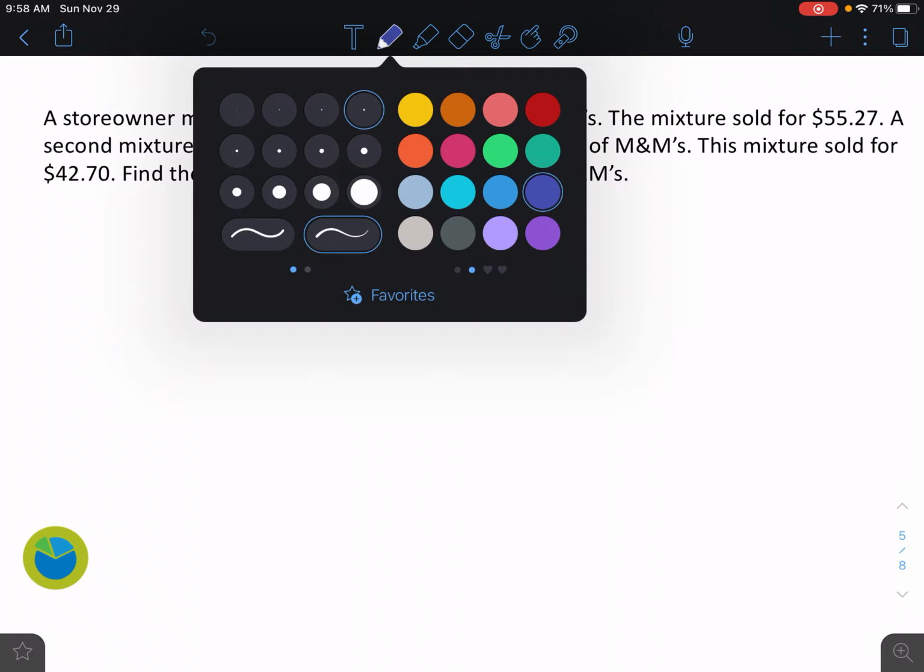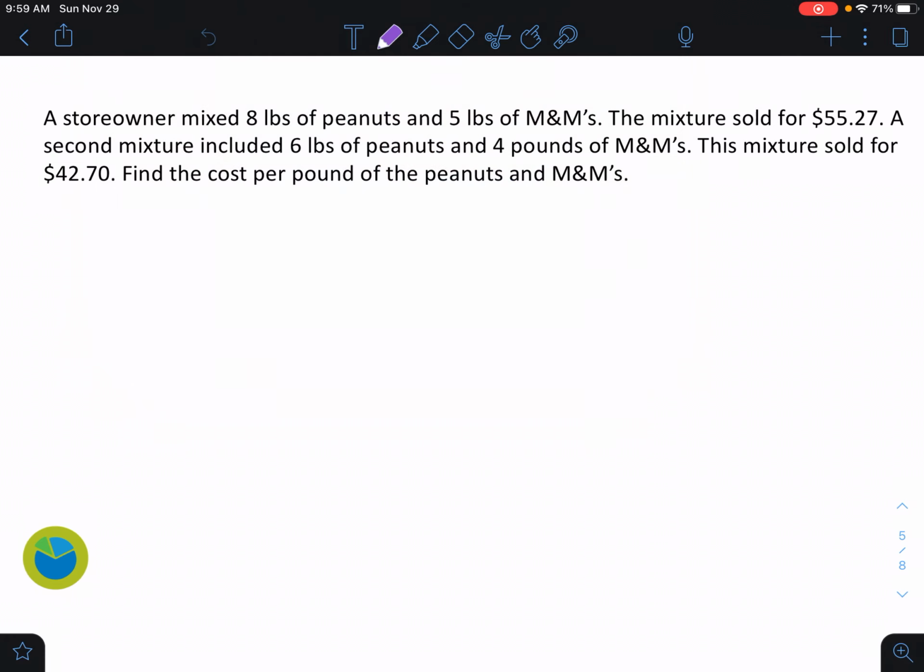So as mentioned in the previous slide, we want to start by defining our variables. So in this case, what are the two things I'm trying to find? Here, we're trying to find the cost per pound of peanuts and then also of M&Ms. So I'm going to say x is the cost per pound of peanuts and y is the cost per pound of M&Ms. Okay, so that's an important step. Be sure to define your variables.